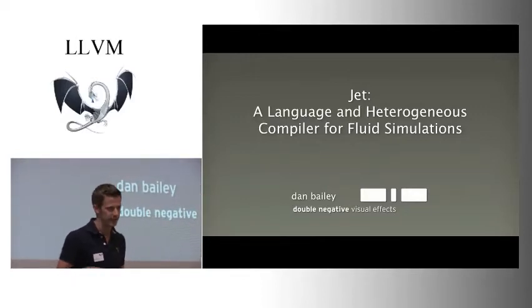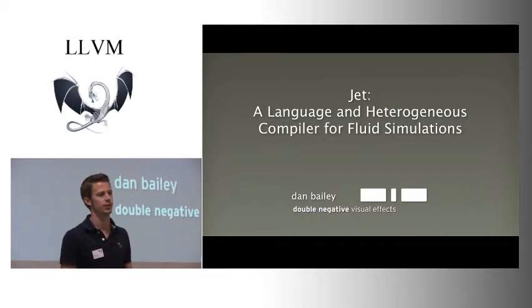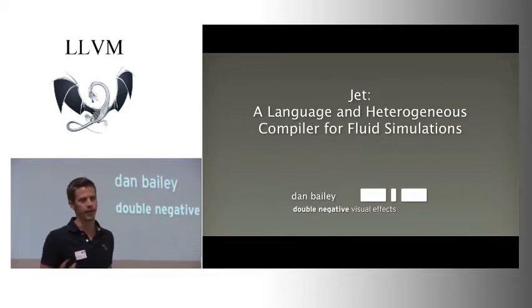I'm going to roughly split this talk into three parts. First, I'll give you an idea of the kind of problems we're trying to solve and the context in which we're trying to find a solution. Then I'm going to talk about the solution that we've come up with, and the compiler and language that we've developed to solve that problem. And then finally, I'll talk a little bit about the LLVM PTX backend that we're using.